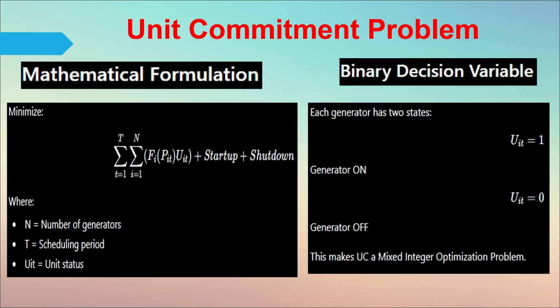This is mathematically stated as the function, the number of generators, the scheduling period and the unit cost, and each generator has a variable U_it, which is 0 or 1. This makes it a mixed integer problem. It is a binary decision problem, each generator has two states, and our objective is to minimize the given objective function. This is how the unit commitment problem is mathematically stated.